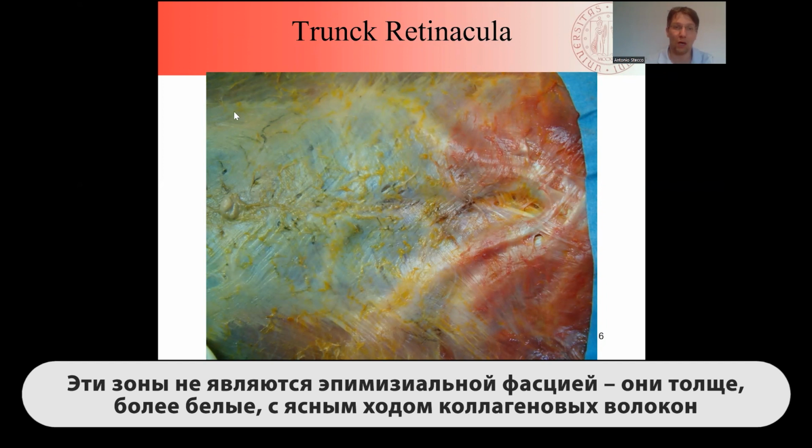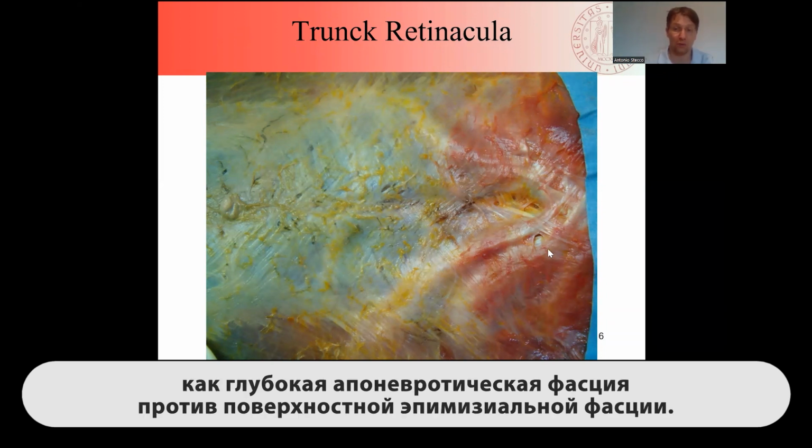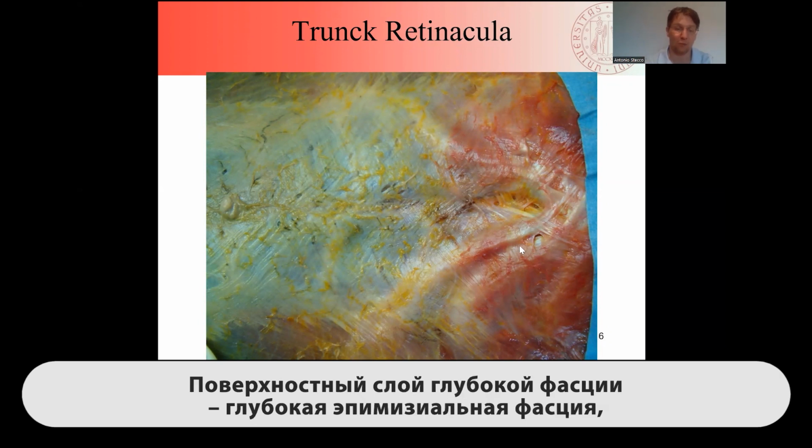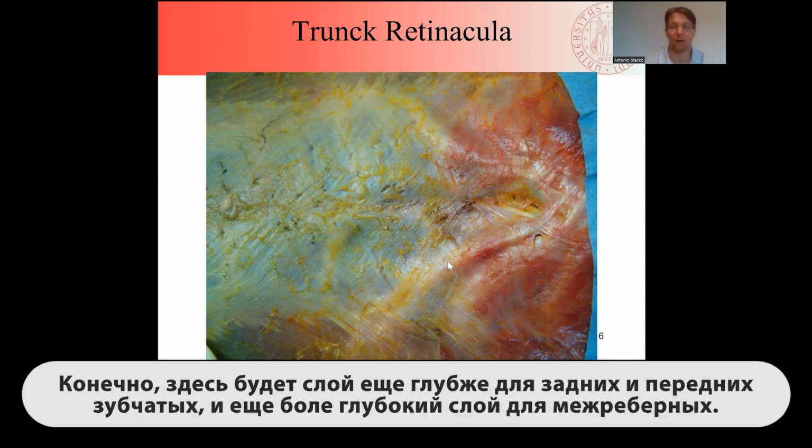So this area we will not call epimysial fascia because you see it's thicker, more white. You can see the collagen fiber. So this is typical aponeurotic fascia, still deep, and it's a deep aponeurotic fascia versus a superficial epimysial fascia, okay? The superficial layer of the deep fascia, epimysial. So deep epimysial fascia, deep aponeurotic fascia. Of course, there will be another layer deeper with this one for the serratus posterior, another layer even deeper for the intercostalis.